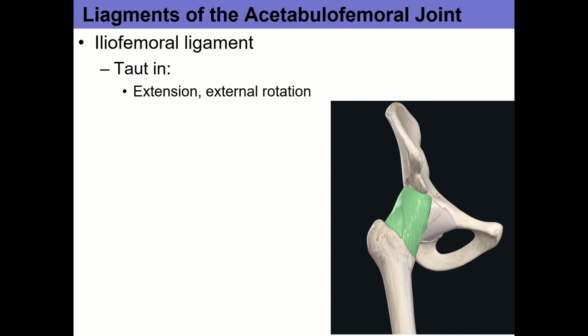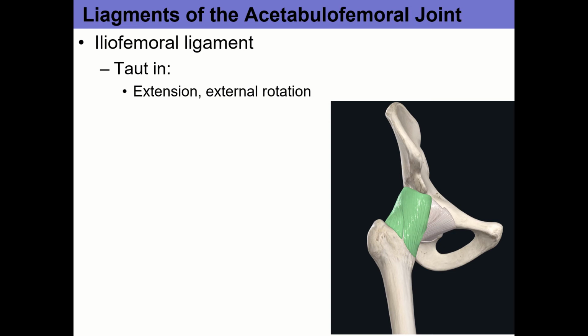Where it says "taught in," that means what motions of the acetabulofemoral joint this ligament limits. So the iliofemoral ligament is going to limit hip extension. If you fully hyperextend the hip, one of the ultimate limiters of that motion is going to be the iliofemoral ligament. And then it also limits external rotation, so again, taking the front of the femur and rotating it away from the midline.